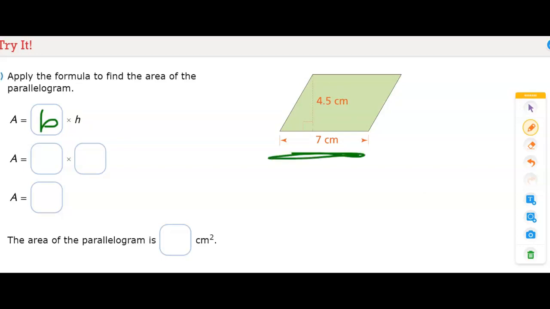Our base will be the 7 centimeters, and our height will be that dotted line going up and down, and that's 4 5/10. And then we are going to multiply the 7 and 4 5/10 and get 31 5/10 as the area of that parallelogram, and you write it again here in this box. So it's 31 5/10 centimeters squared.